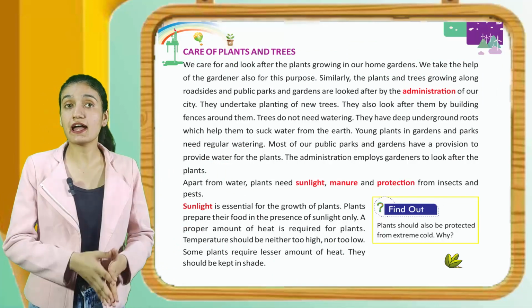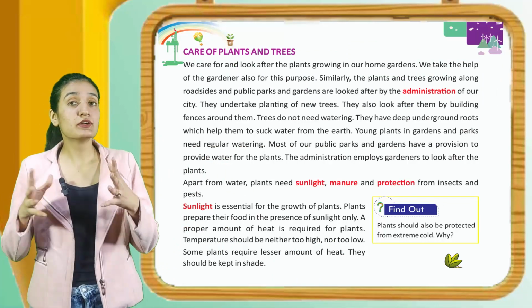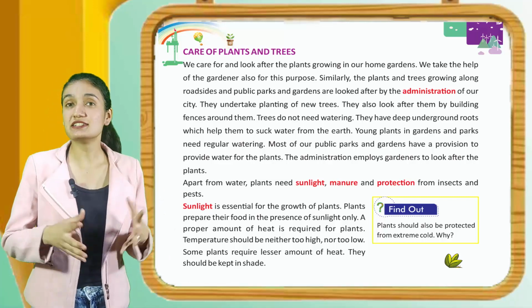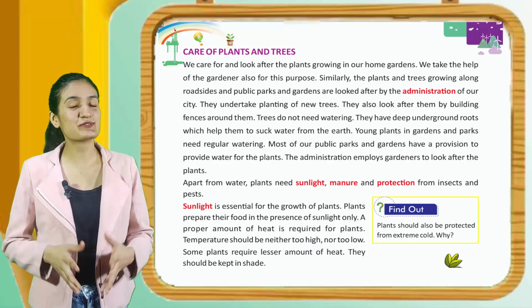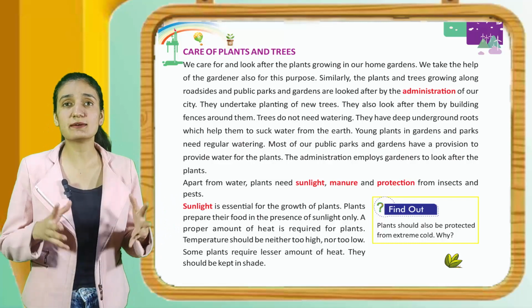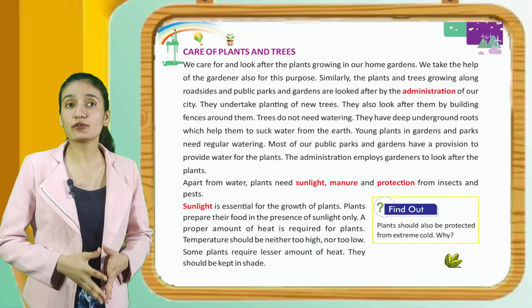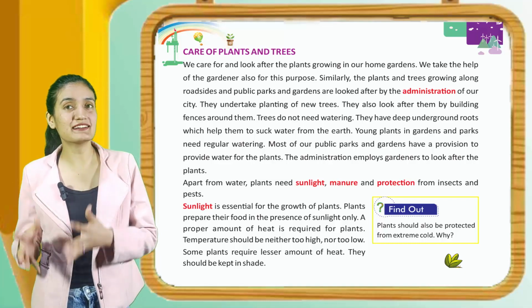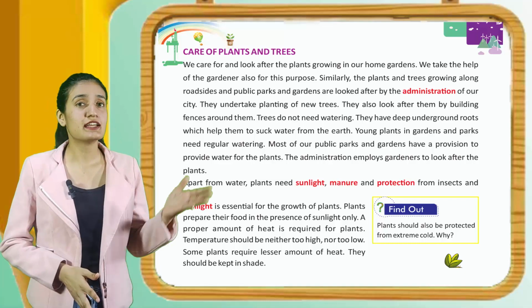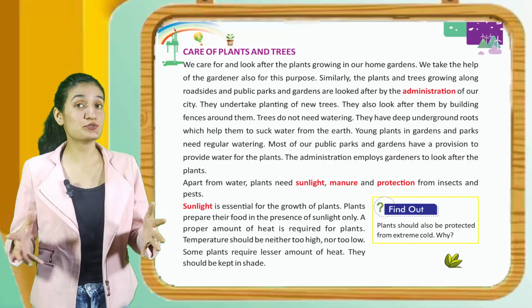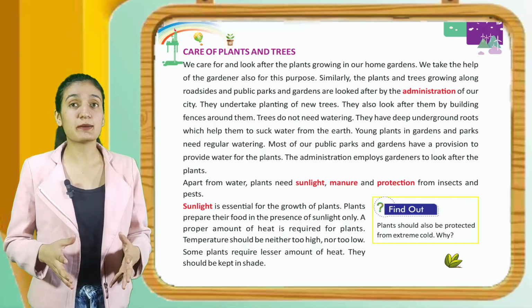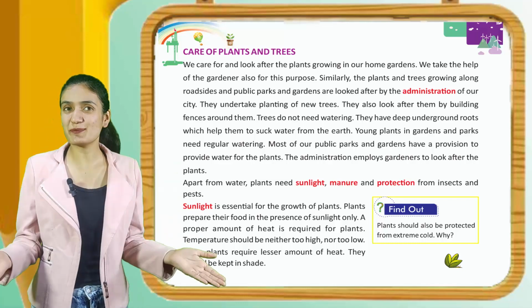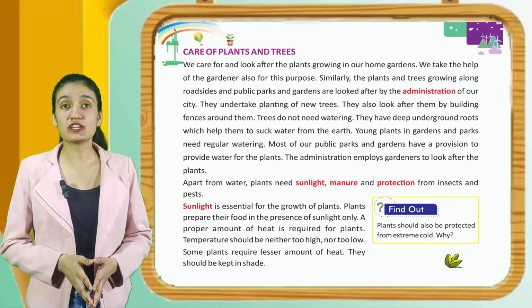We care for and look after the plants growing in our home gardens. We take the help of the gardener also for this purpose. Similarly, the plants and trees growing along the roadside and public parks and gardens are looked after by the administration of our city. They undertake planting of new trees. They also look after them by building fences around them. Trees do not need watering.